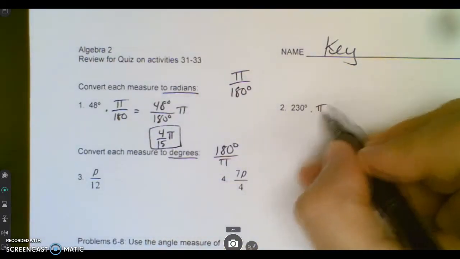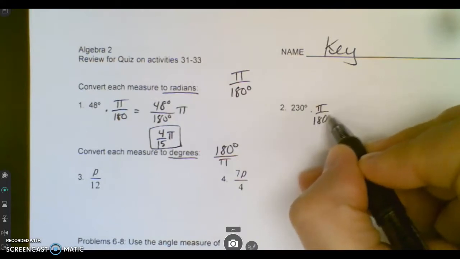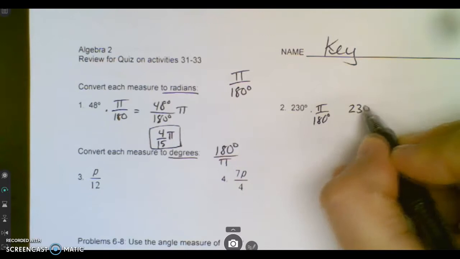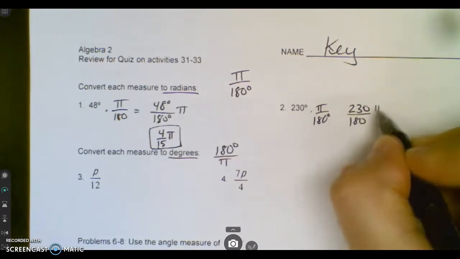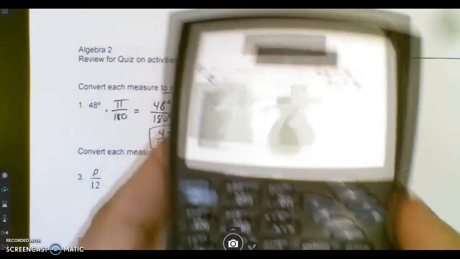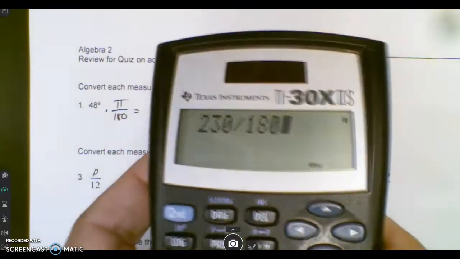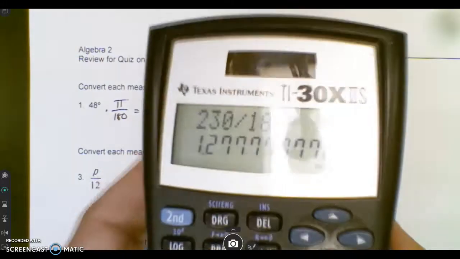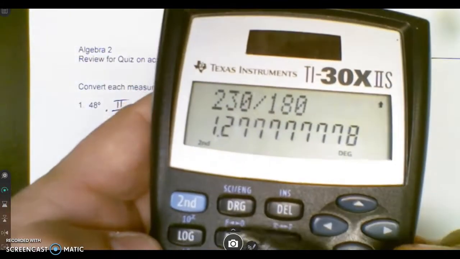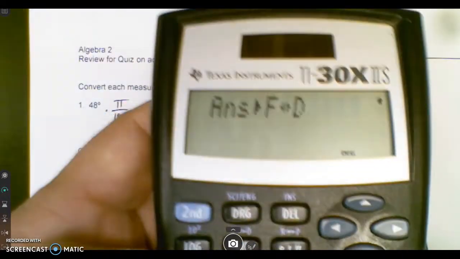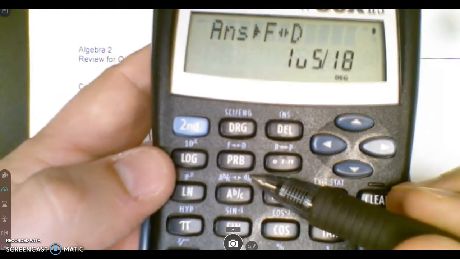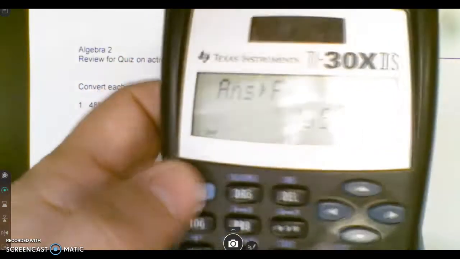This one, same deal, we're multiplying by pi over 180. So really we're going to reduce 230 over 180. Now that's an improper fraction. I don't want the decimal for 230 over 180, and even when I turn it into a fraction with the F to D button, fraction to decimal, I still don't want a mixed number. If you look right below it, this is how you turn it into an improper fraction.